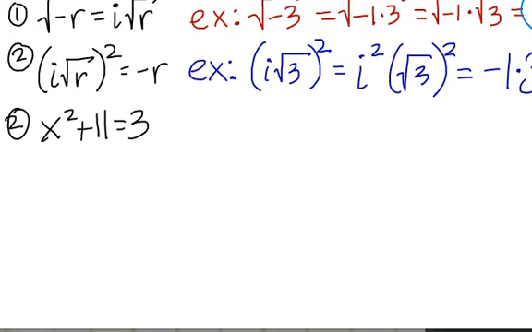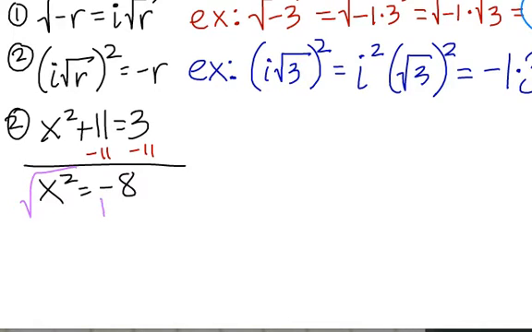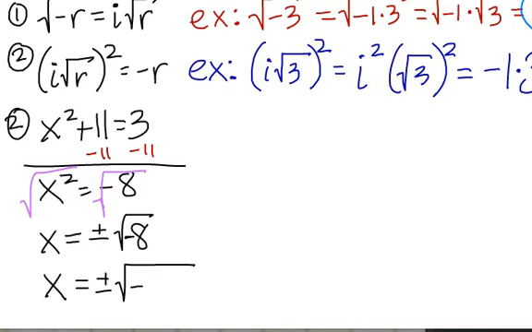Now I'm going to show my work here. I'm going to subtract 11 from both sides. This gives us x squared is equal to negative 8. Now to undo the square, we must take the square root of both sides. We're left with x equals plus or minus the square root of negative 8. Now our product property tells us that we can split this up. Plus or minus square root of negative 1 times 4 times 2.